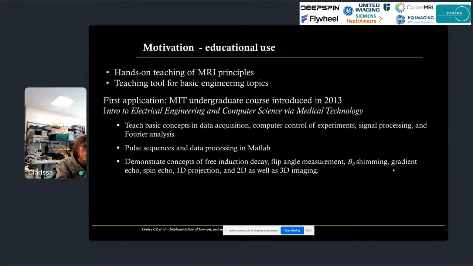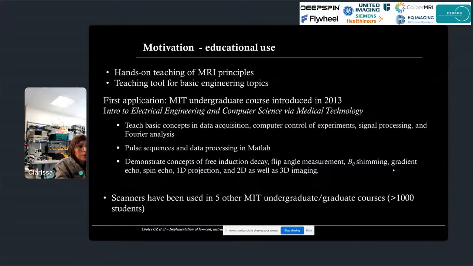And so they were used in this class to teach basic concepts in data acquisition, computer control of experiments, signal processing, and Fourier analysis. The pulse sequence and the data processing were all done in MATLAB. We use the scanners to demonstrate concepts for induction decay, flip angle measurement, B0 shimming, gradient echo, spin echo, 1D projections, and 2D and 3D imaging. Since then, the scanners have been used in 5 other undergraduate and graduate courses at MIT, and we estimate that over 1,000 students have used the scanners over the last 10 years.